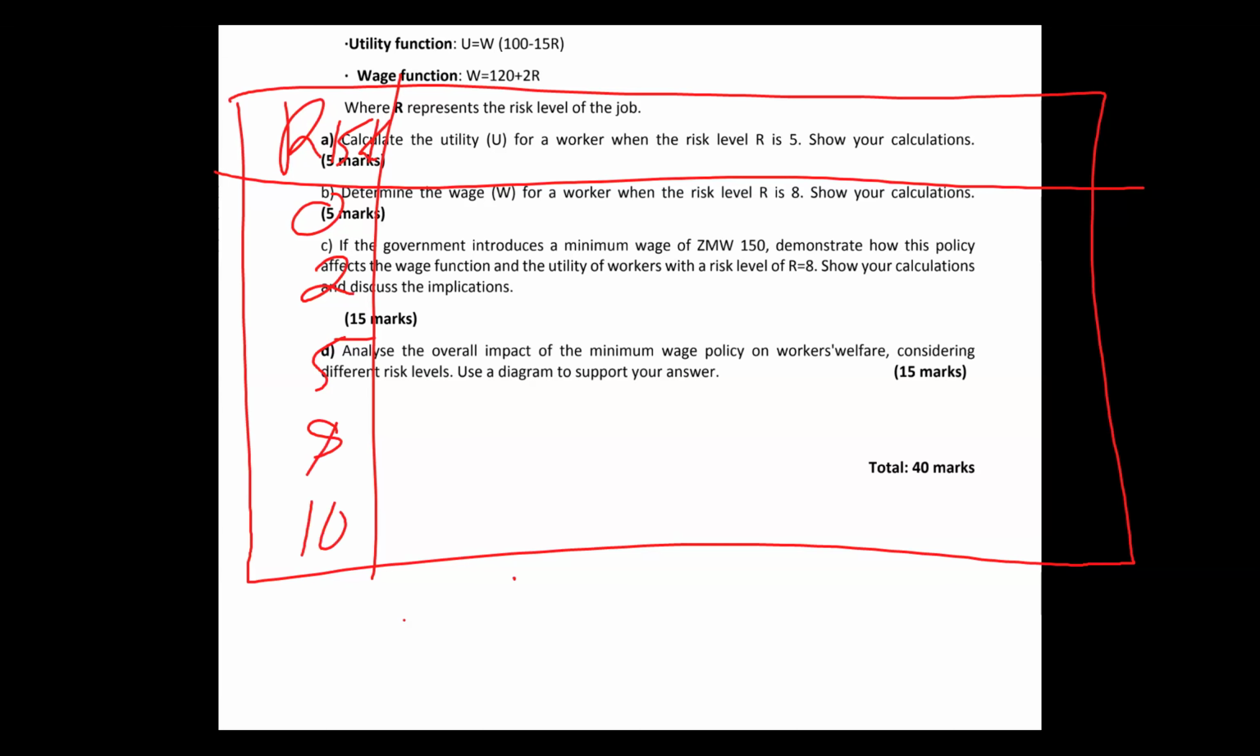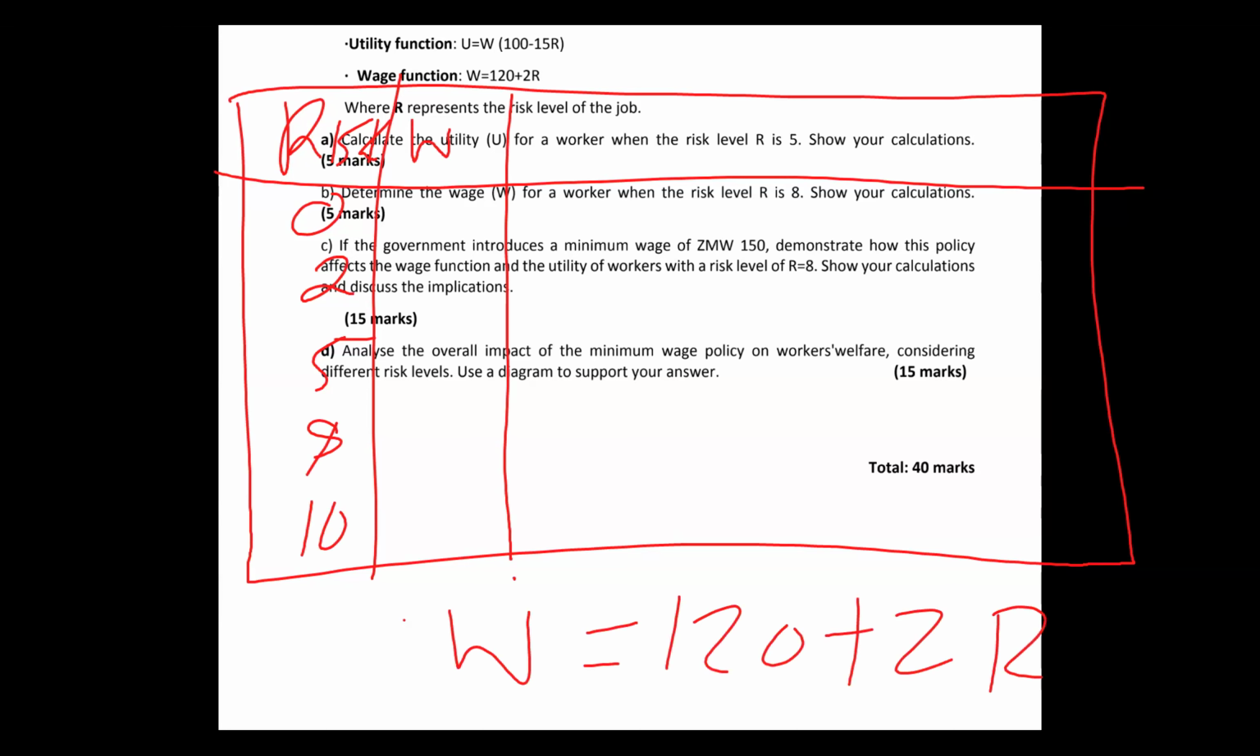So now, what are the wages? What will be the wages at these levels of risk? When the risk is 0, remember the wage function is this one, 120 plus 2R. What will be the wage when you put 0 on R? It will be 120, right? Yes, sir. It will be 120. Then what about when you put 2? It will be 124.